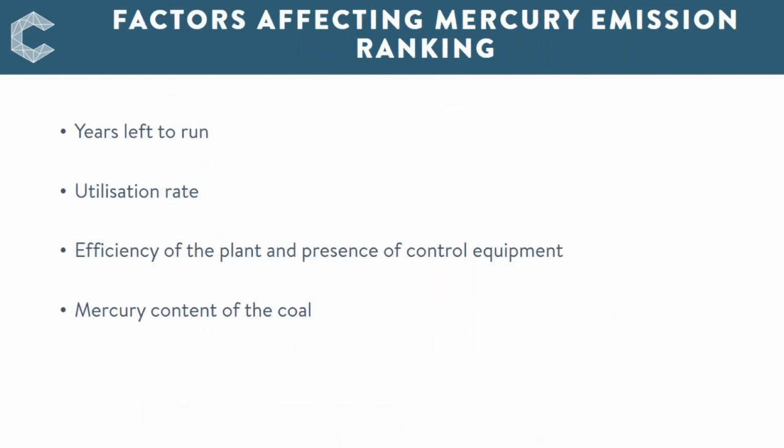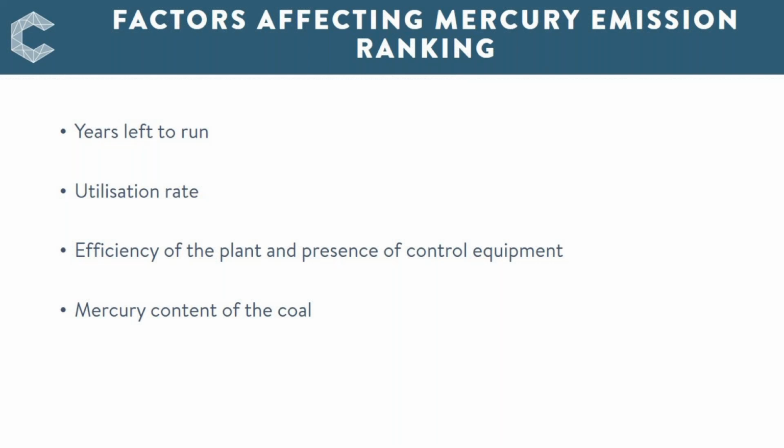So factors affecting the emission ranking, as I said, it's not a name and shame. The ranking shows up very clearly plants with more years left to run. The younger plants are going to look worse because they have more time to emit mercury. The utilisation rate, those plants that are burning a lot of coal right now look bad, but we have to remember those are our baseload plants. Those are the plants that are keeping the lights on at this point.